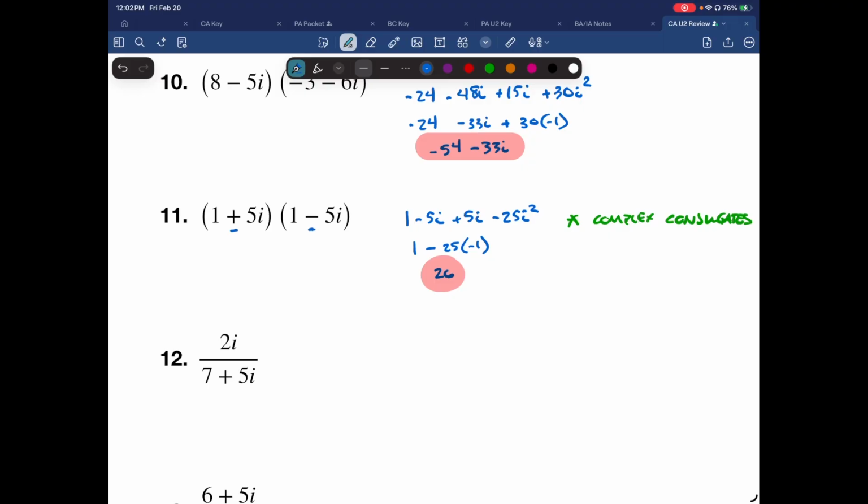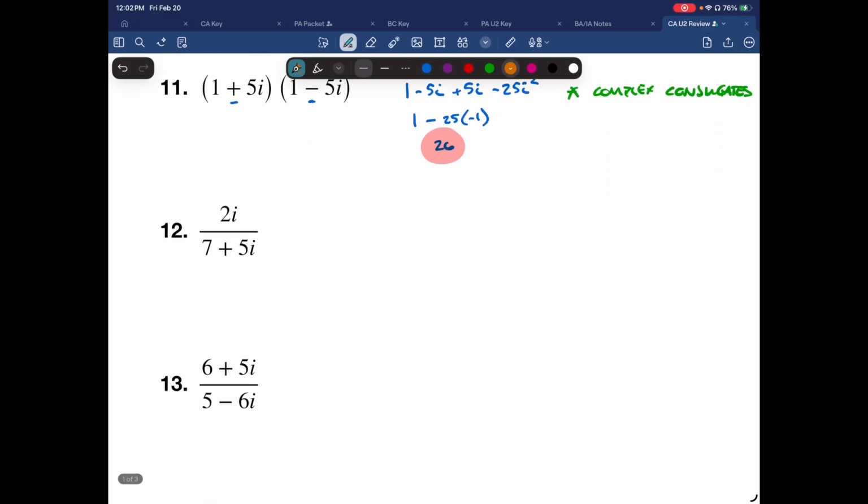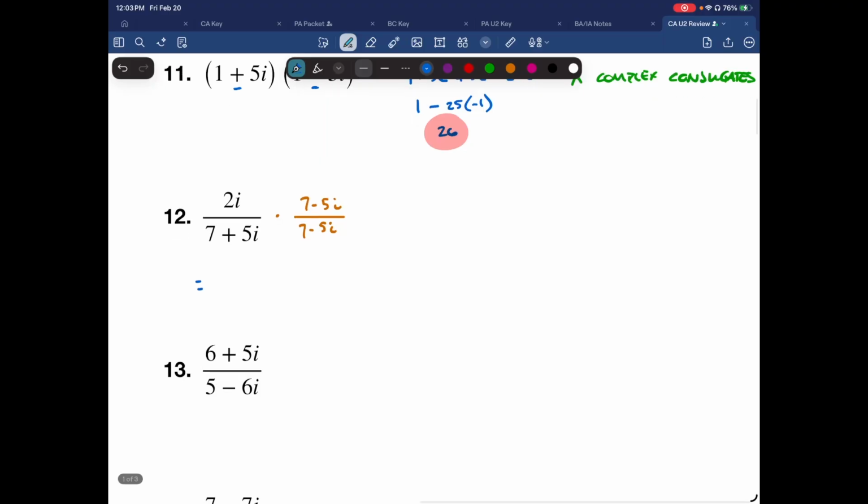Okay. Now, when you're dividing, like you are on number 12, you need to multiply by the conjugate, the complex conjugate that we just talked about. So I'm going to multiply by 7 minus 5i on top and bottom, because whatever you do at the bottom, you do at the top. So I'll distribute that 2i on the top. It's going to be 14i minus 10i squared over, and remember that complex conjugate is just going to give me a whole number, so I'm going to square my first and last term. That's going to be 49 minus 25i squared. Okay, so that's going to be 14i minus 10 times negative 1 over 49 minus 25 times negative 1.